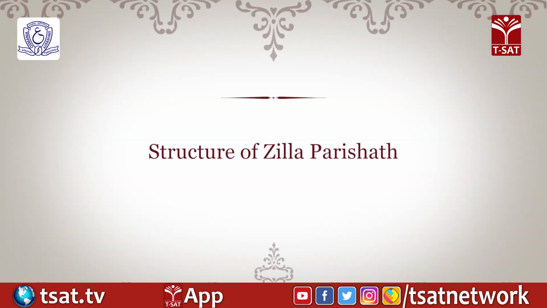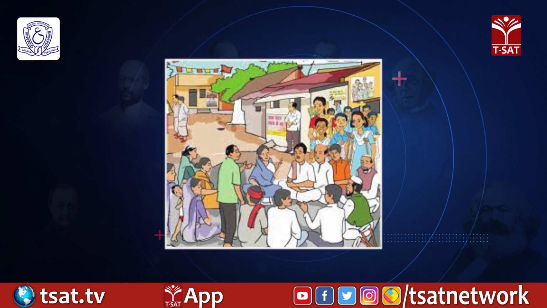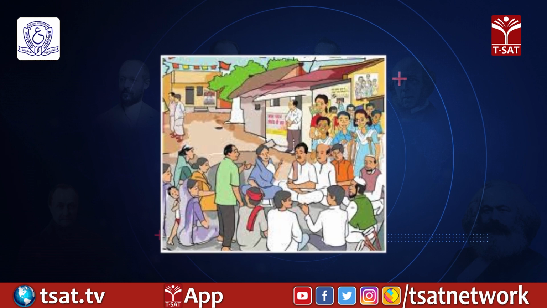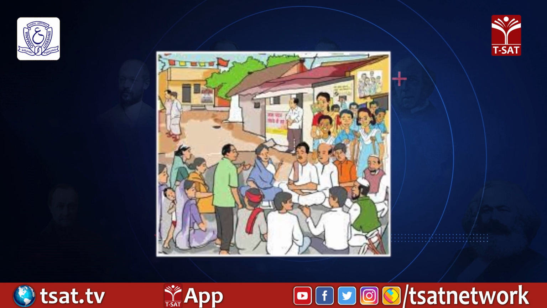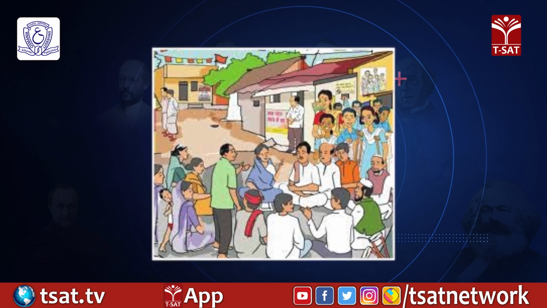Now let us discuss the structure of Jilla Parishad. There is a lot of similarity and only a little variation among the states with regard to the composition of Jilla Parishads or district panchayats. In all other states, part of the members are elected directly by the registered voters within the area of the district. Each state prescribes the number of members to be elected directly.